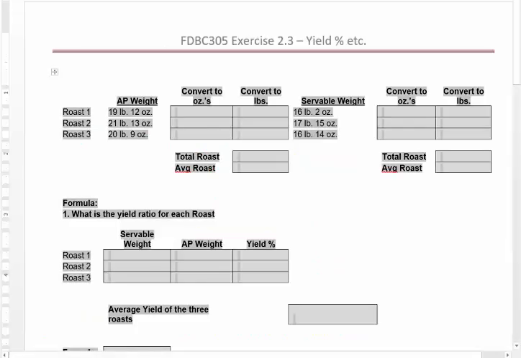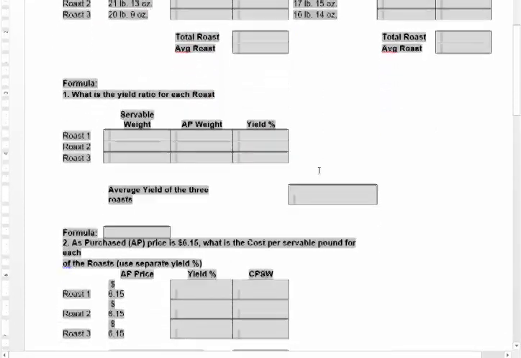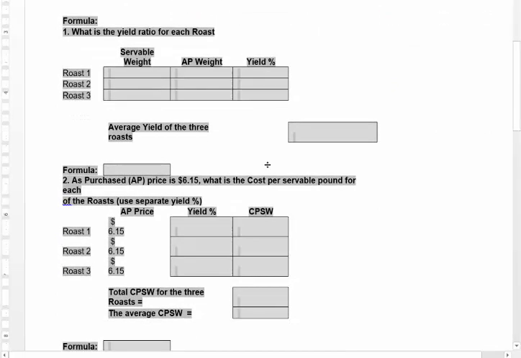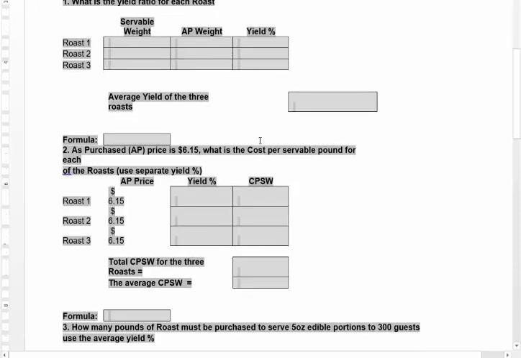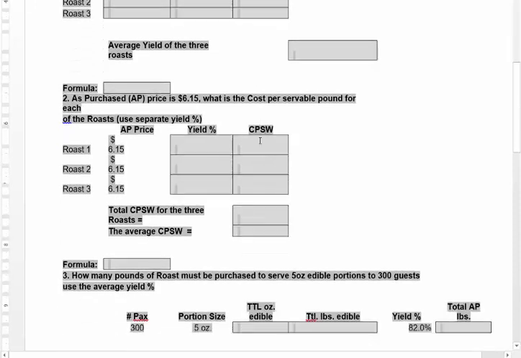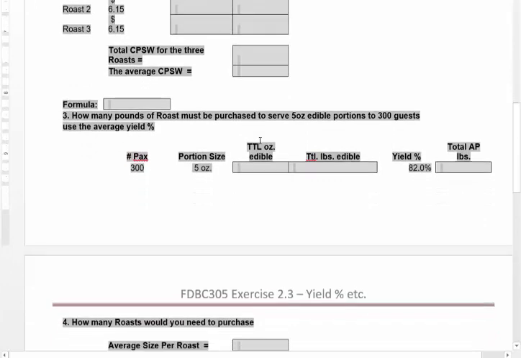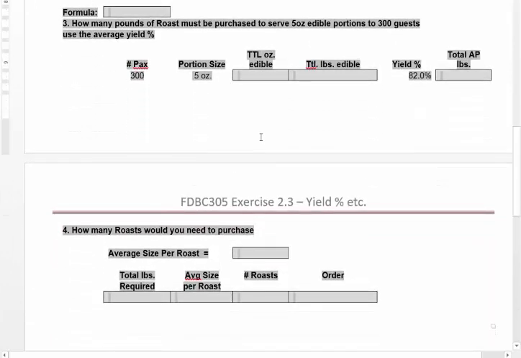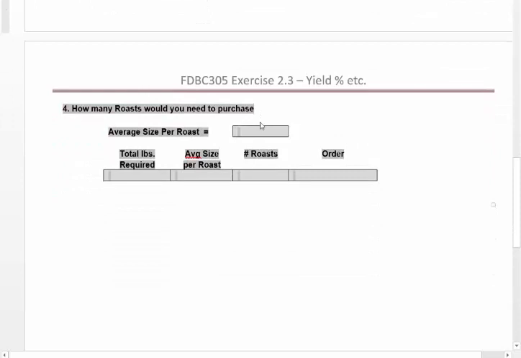Now we did quite a bit here work-wise, that is. You may remember this in-class exercise where we averaged different roasts and calculated the yield percentage for several roasts. Based upon our yield percentage, we were able to calculate the individual cost per servable weight for those roasts. And then finally we were able to calculate the required quantity, which then supported us in answering the question of how much we would order.